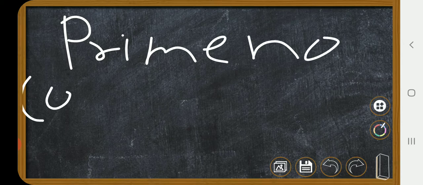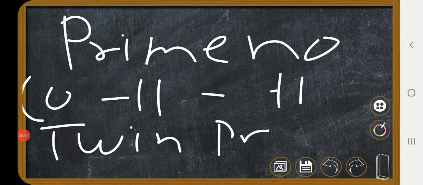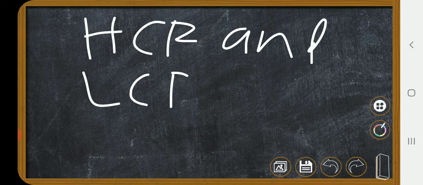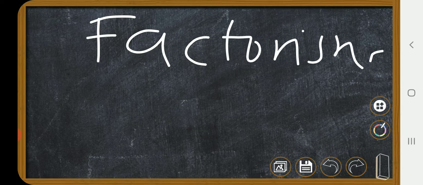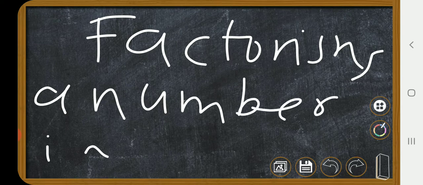Co-prime numbers and twin prime numbers. Today we'll learn a very important part of finding the HCF and LCM of a number, that is, factorizing a number into its prime factors.